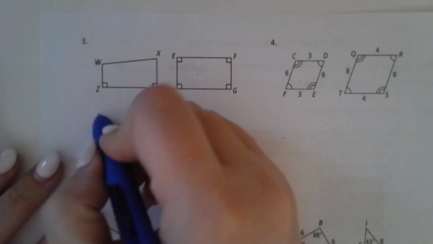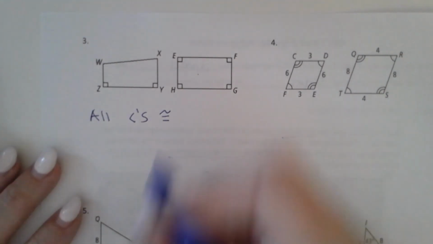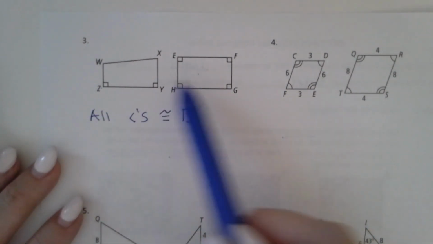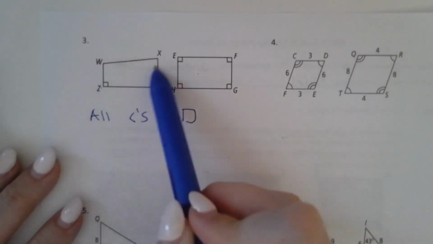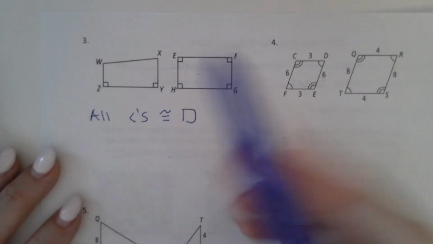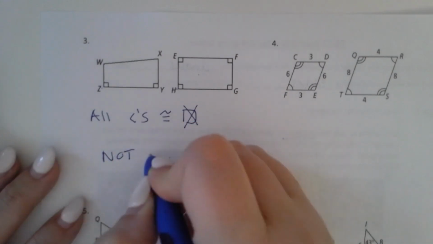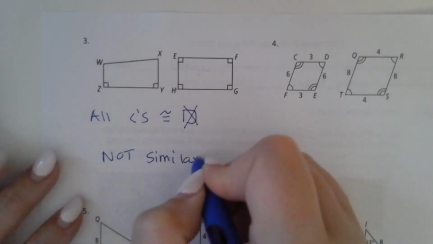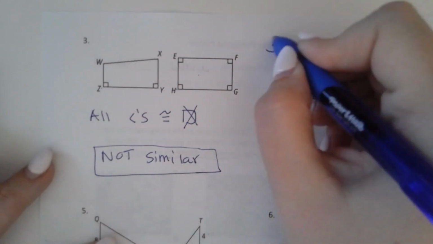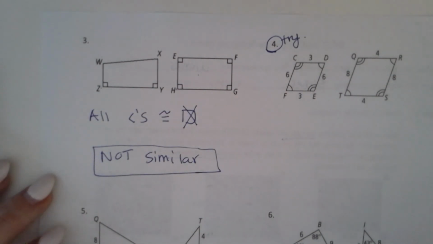Okay, number 3, we got to start with all angles are equal. Well, it looks like Z matches with H, Y matches with G, but these two don't have a right angle mark. So do we know that W equals E? We don't, so not all the angles are equal, so we're going to have to say not similar. Okay, I want you to try this one on your own and then check the answer key.